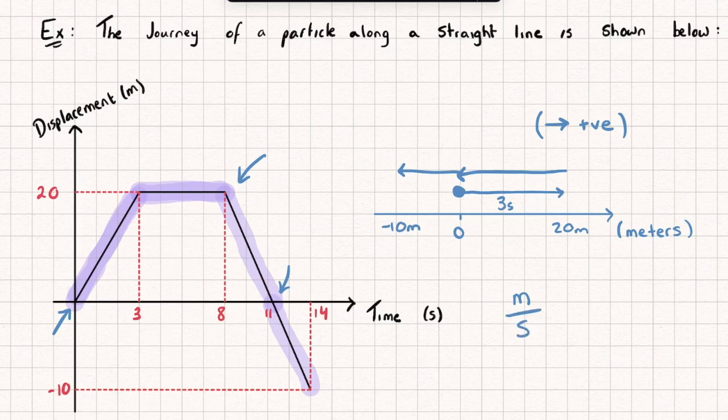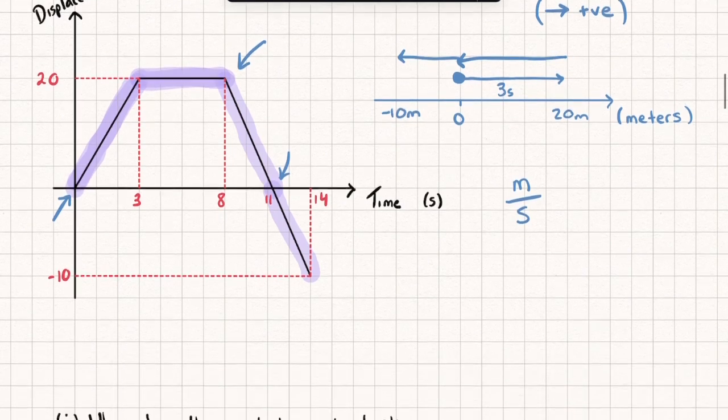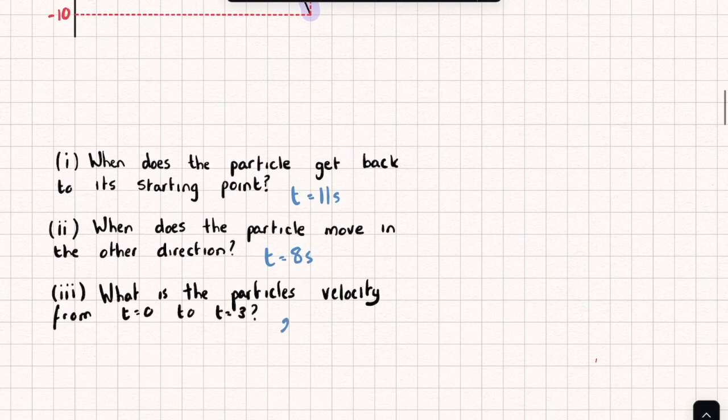So that's going to give us an answer in meters per second. Okay, so let's calculate it. Well, from 0 to 3, it starts with a displacement of 0 and then goes up to 20 meters. So it's gone a distance of 20 meters, and it's done that in 3 seconds. And so its velocity is 20 over 3, or I guess let's say 6.7 meters per second. And notice that's positive because it's moved in the positive direction.